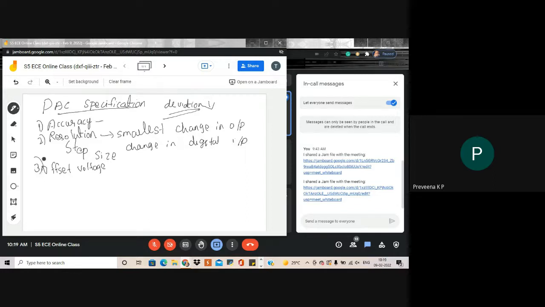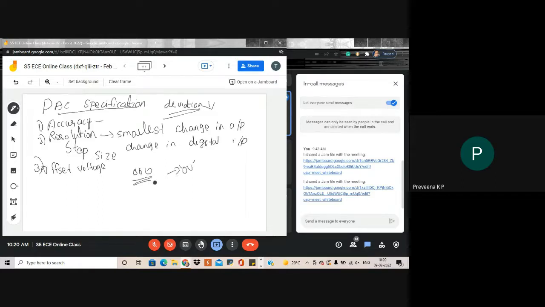Basically, when we are not giving any input to the DAC IC, we expect that the output will be 0. That means when we are giving an input of 0 0 0, all the resistors will be connected to the ground point. So we expect the output voltage corresponding to this bit pattern to be 0 volt. That is the ideal case.